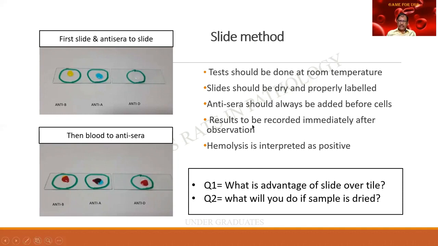And there is another question also. Why are we using the slide method? What is the advantage of the slide method over the tile method? In case I'm not very sure about the clumping, I can view it under the microscope. So even minute clumping can be made out.